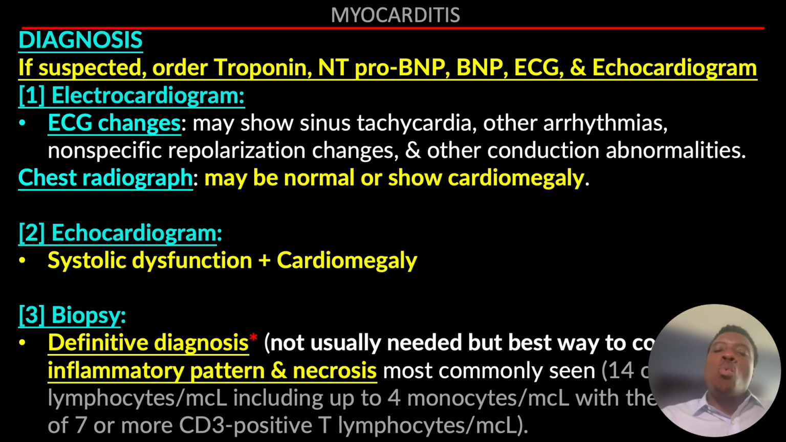Now, if they were to ask you what is your definitive or criterion standard test to pick up myocarditis, the answer is a biopsy of the heart muscle. Remember, the pathophysiology was you have inflammation of the heart muscle and necrosis. So in biopsy, I will literally see those two things. I'll see lymphocytes and monocytes all infiltrating the myocardial tissue, and there'll be evidence of necrosis, which indicates the inflammation and the cell death that occurs with this condition.